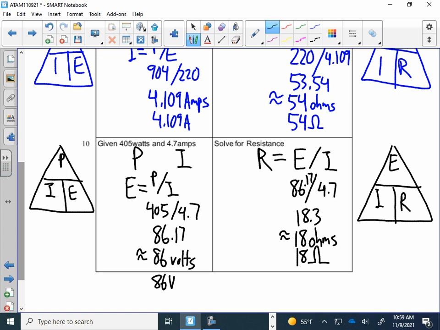All right, so those are examples of the calculations you can do for electrical quantities with Ohm's law and the power law. All right, thank you for watching. Study those triangles if you had trouble filling them out to start, because that's going to be a constant. You're going to need to know those triangles.